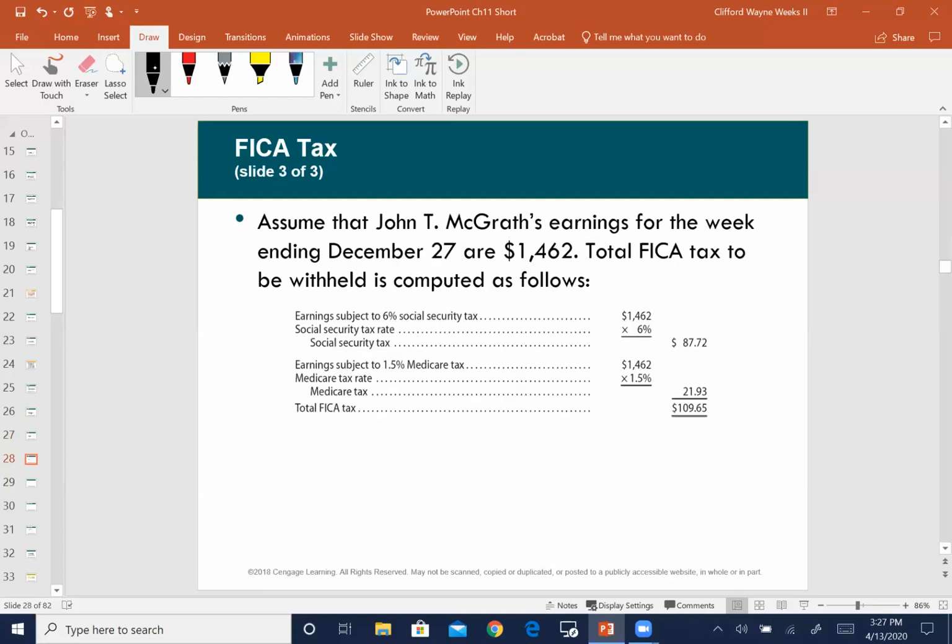And so all we're going to do is take his earnings, his gross pay, and multiply it times the 6%. And so we're going to withhold an additional $87.72 for Social Security. We do the same thing for Medicare, and so we're going to withhold a total FICA tax of 109.